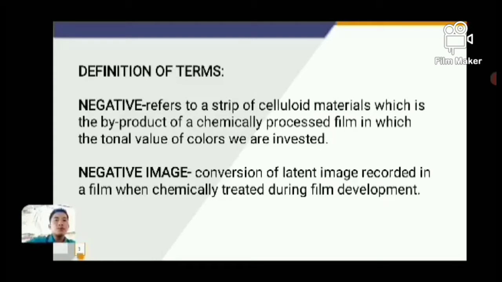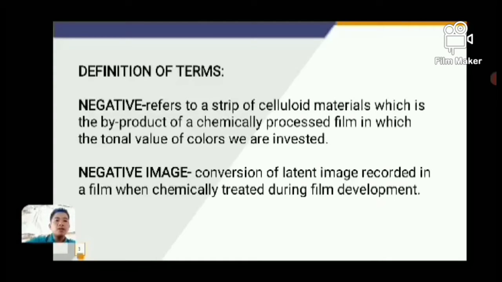First, we will discuss the definition of negative. Negative refers to a strip of celluloid material which is a by-product of chemically processed film in which the tonal value of colors are inverted. Negatives, ito po yung set na celluloid na nagpo-produce ng certain films with its essential negative colors.